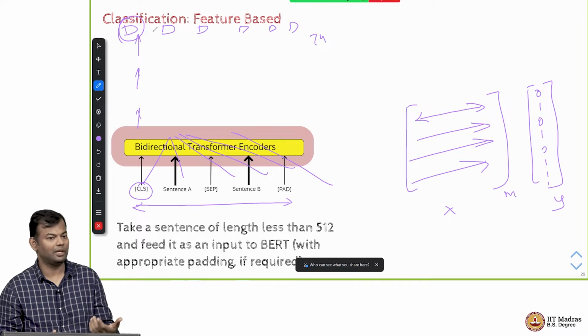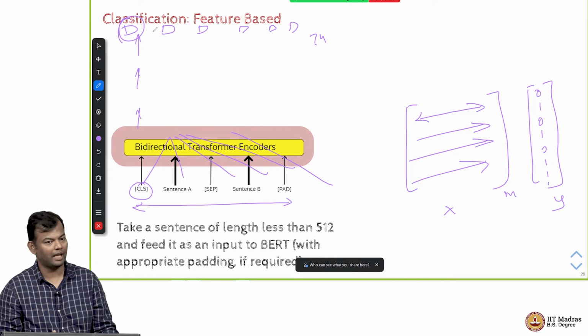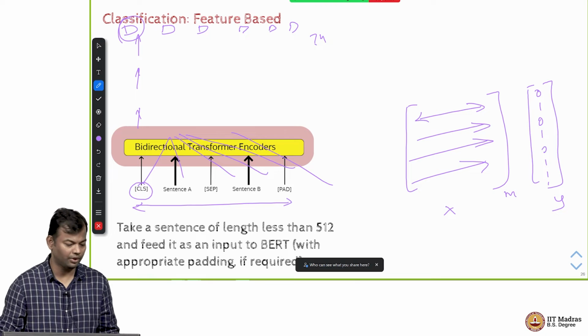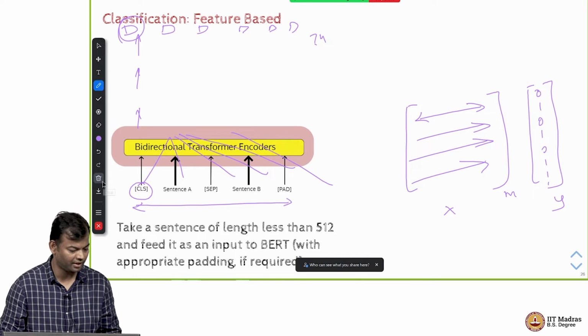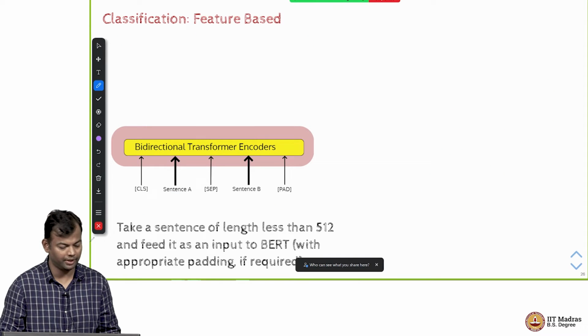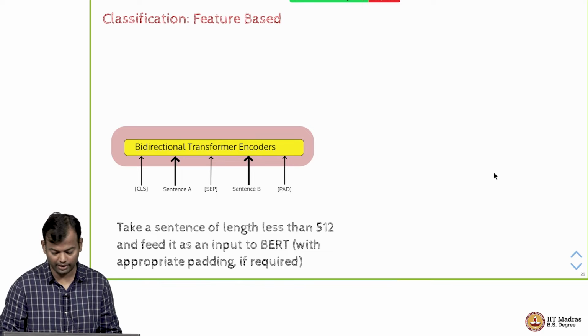So in traditional machine learning where you had feature representations and then on top of that you had a machine learning algorithm, you could use the same idea here, except that the feature representation is coming from a BERT model. So that is what using BERT as a feature extractor means. I just gave you the intuition, but let us look at it in more detail.